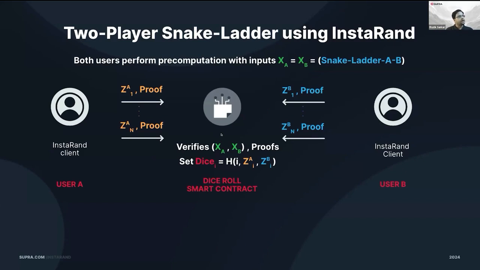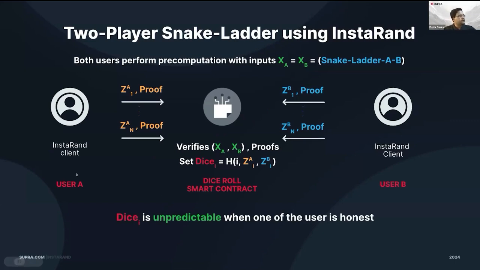It can also be used in other gaming applications like backgammon and Yahtzee and so on. Note that the die value will be unpredictable when one of the users is honest. Suppose user A is honest and user B is corrupt, and user B wants to predict what the die roll will be. But user B cannot do that because each of the ZI values will be unpredictable because of the unpredictability feature of InstaRand. That's why each die I is unpredictable when one of the users is honest.